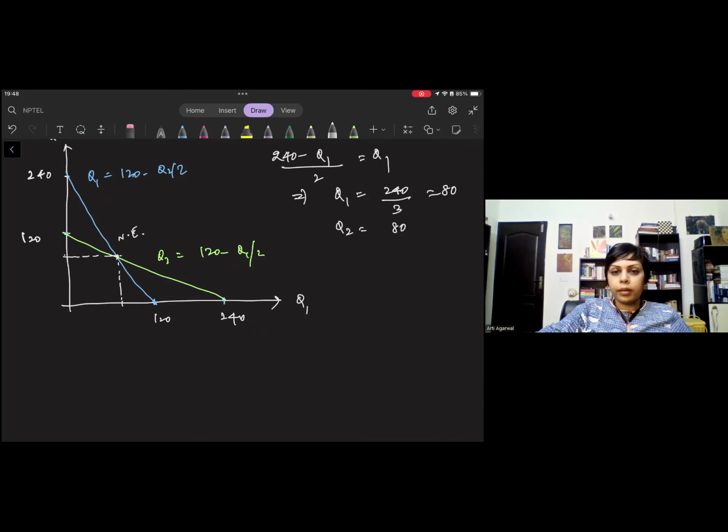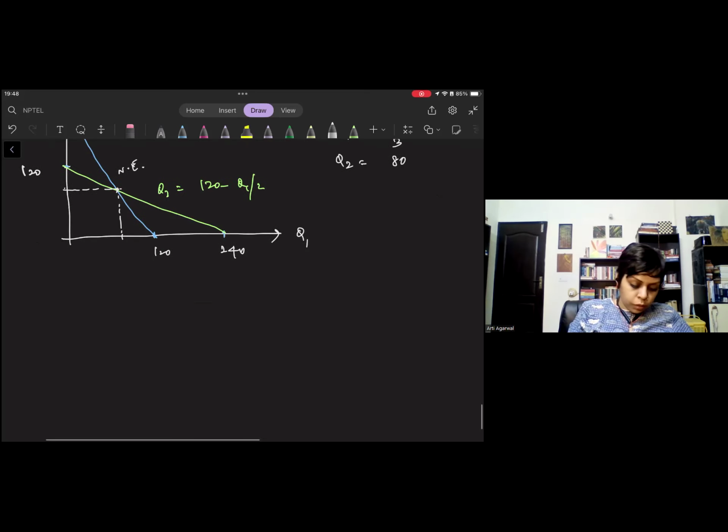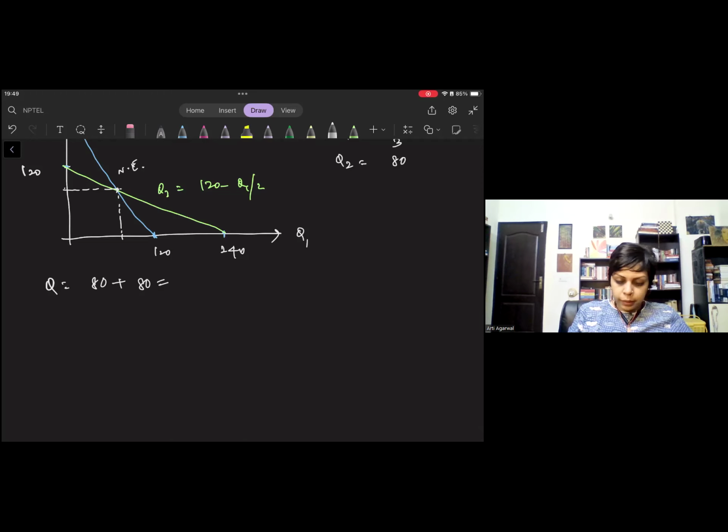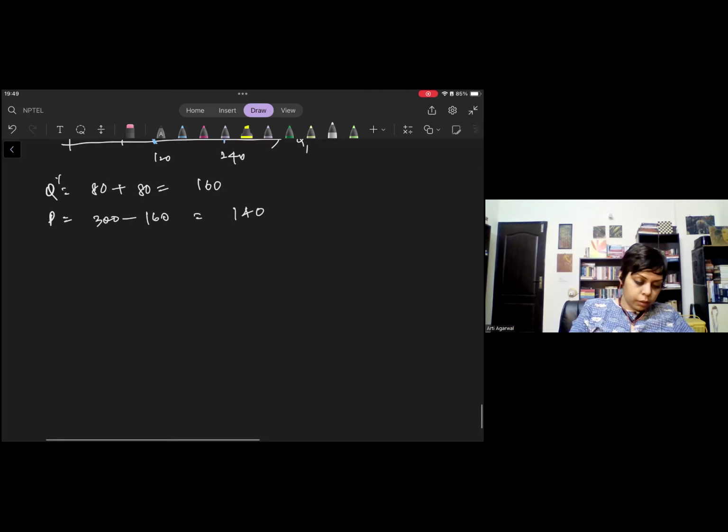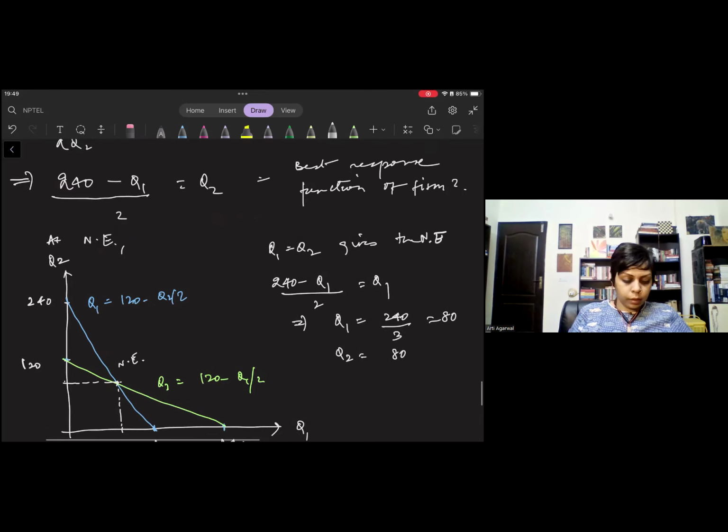I think somebody else had calculated it, but they got it wrong. So the market quantity Q is 80 plus 80 is equal to 160. P is equal to 300 minus 160, which is 140. So you can mark this as the equilibrium quantity and price.